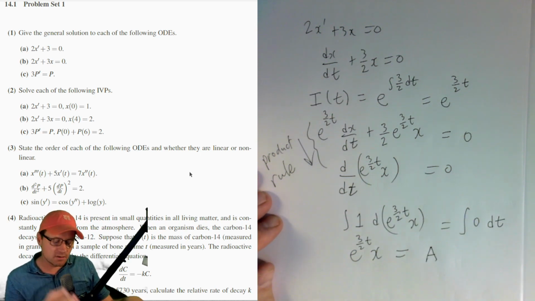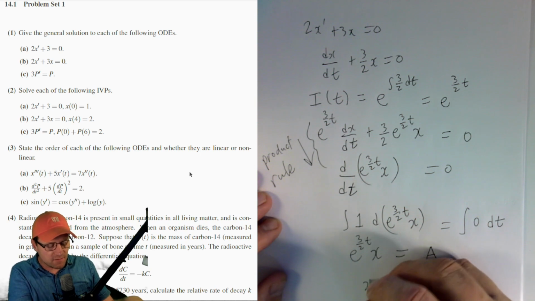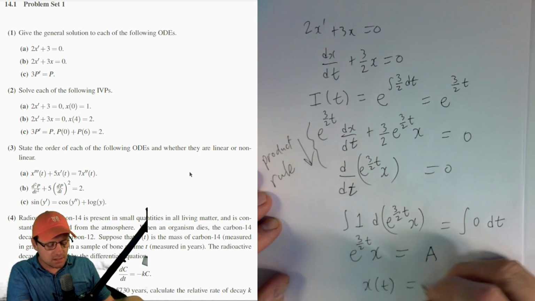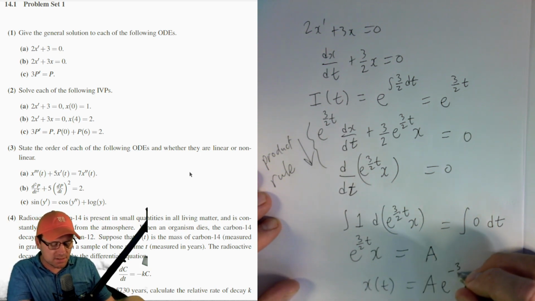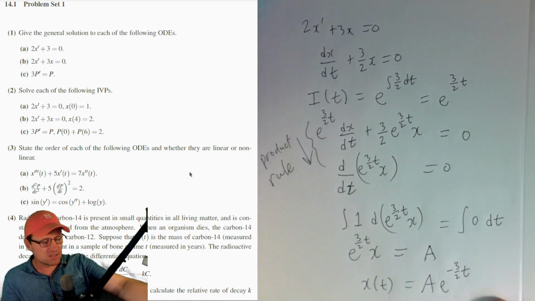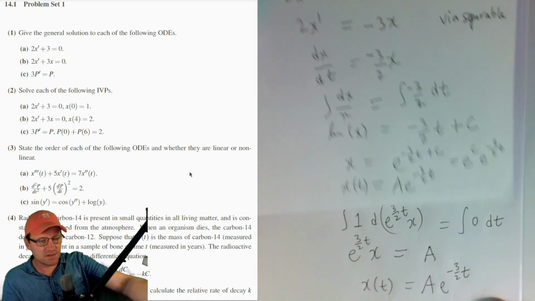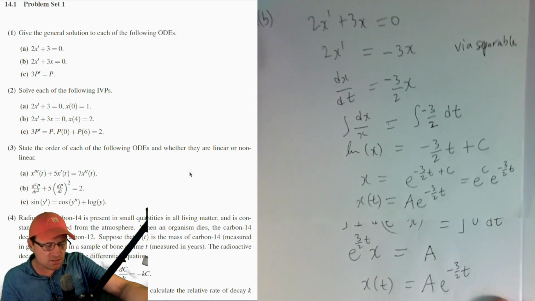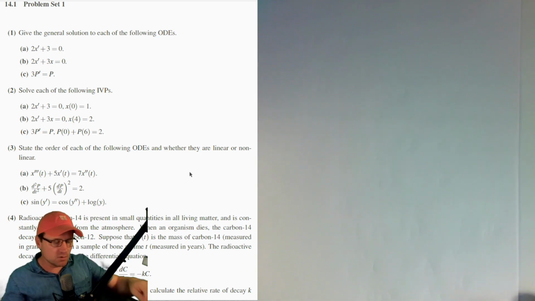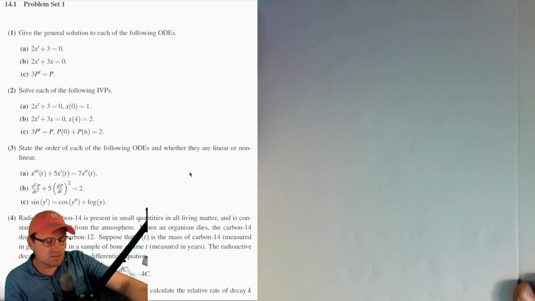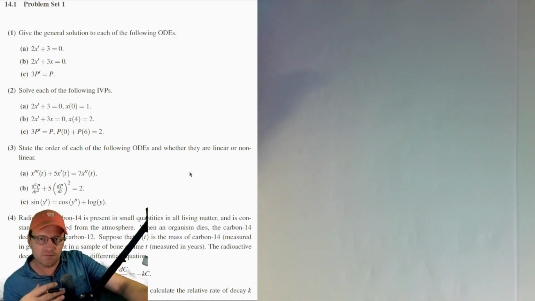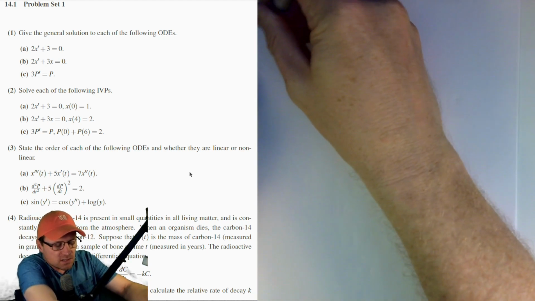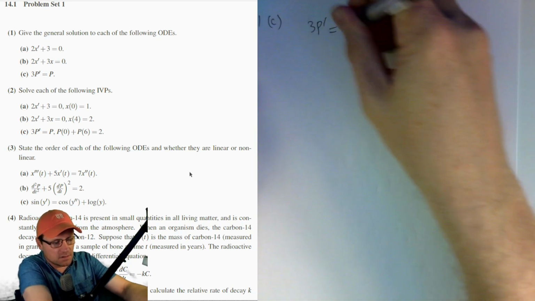To finish this off, we just divide by this, and we have x as a function of t is a e^(-3/2 t). Now, is this what we got using the other method? Yes, it's exactly what we got. Fantastic. Let's move on to question 1c, and keep those solutions handy, because question 2 has the same differential equations but adds on initial values. Question 1, part c, we have 3p' = p.